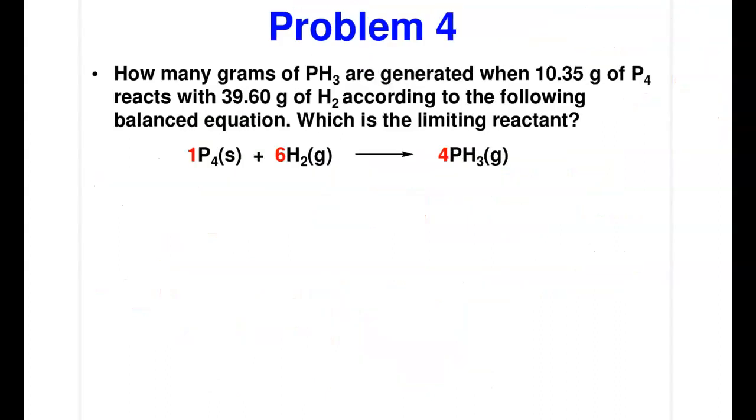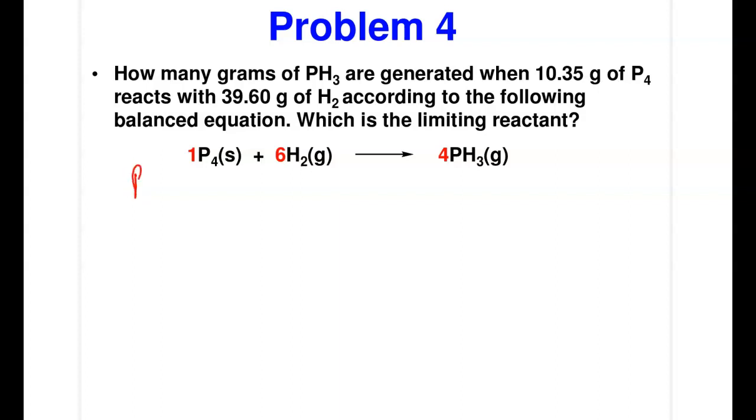We go to the next one, problem 4. It says, how many grams of PH3 are generated when 10.35 grams of P4 reacts with 39.60 grams of H2 according to the following balanced equation, which is the limiting reactant? Again, we have to calculate the molar masses of these. I have to do it this time here. So it's going to be P4. I have to go back to my red.